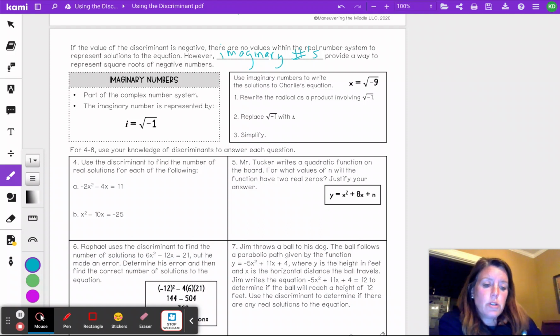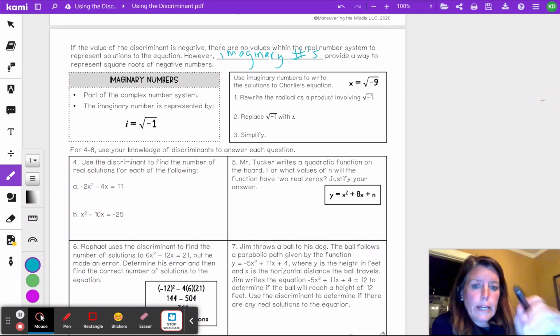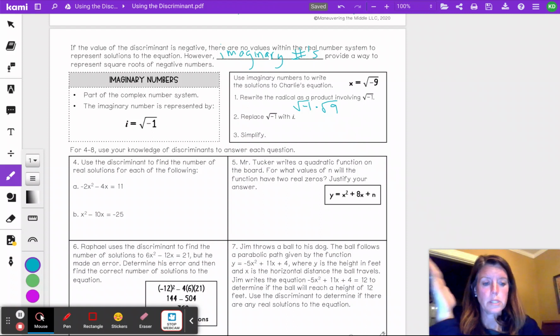So the first step to rewriting that is to rewrite the radical as a product involving square root of -1. So a product being two numbers that we multiply together. So that would be square root of -1 times square root of 9. So again, a product of two numbers. So we're just breaking it apart. So when we simplified expressions, we simplified that radical down.